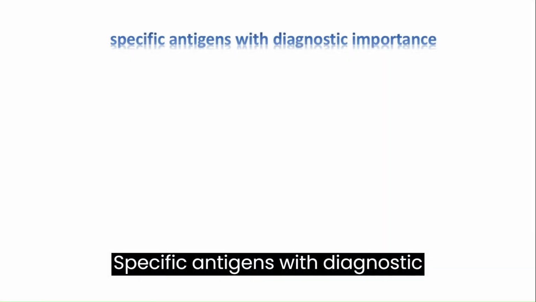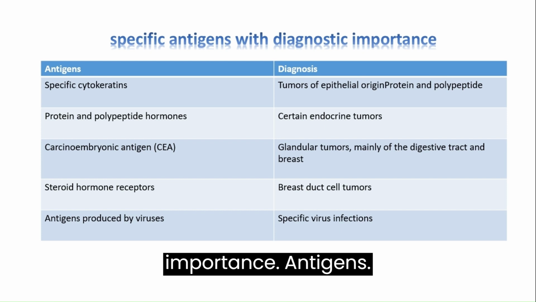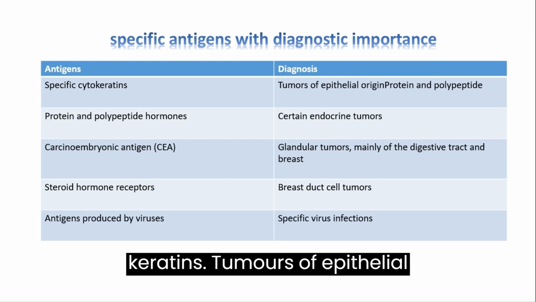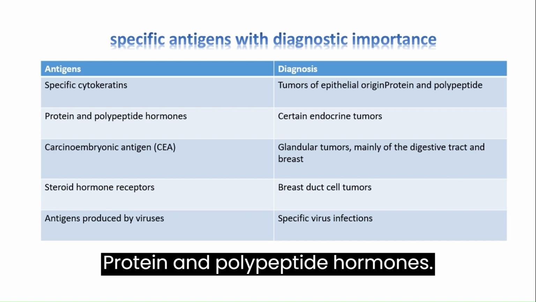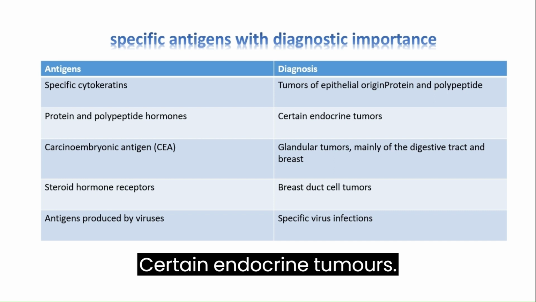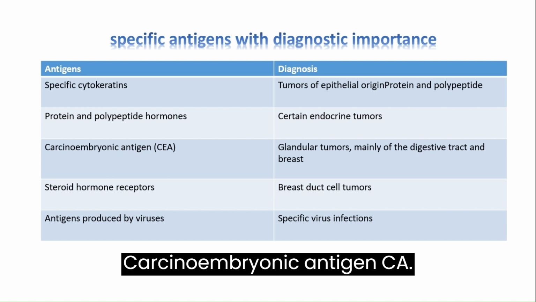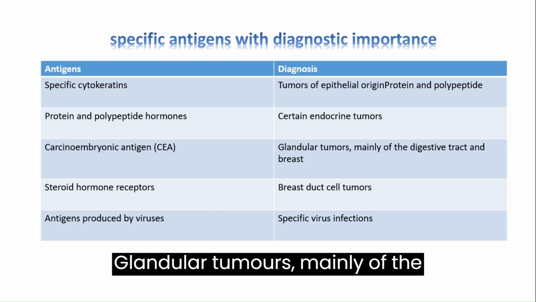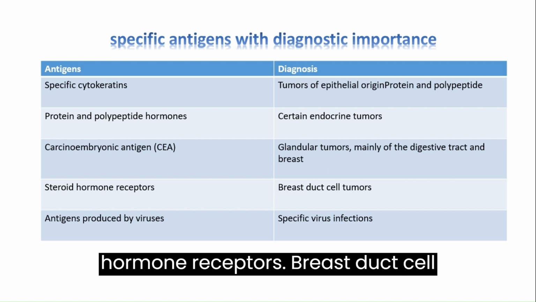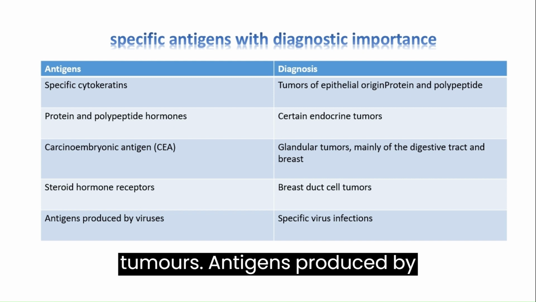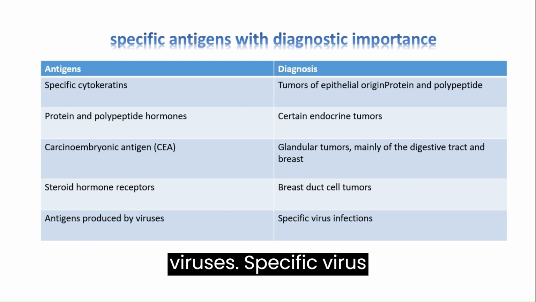X5000. Specific antigens with diagnostic importance. Antigens, diagnosis. Specific cytokeratins: tumors of epithelial origin. Protein and polypeptide hormones: certain endocrine tumors. Carcinoembryonic antigen, CEA: glandular tumors, mainly of the digestive tract and breast. Steroid hormone receptors: breast duct cell tumors. Antigens produced by viruses: specific virus infections.